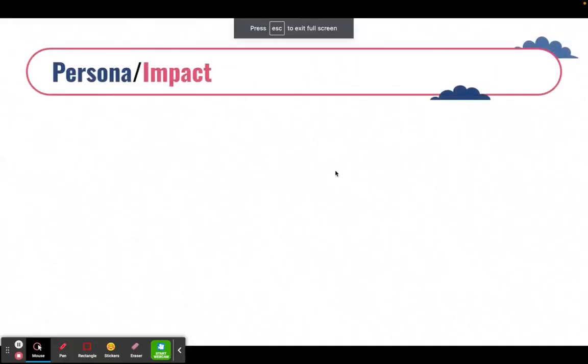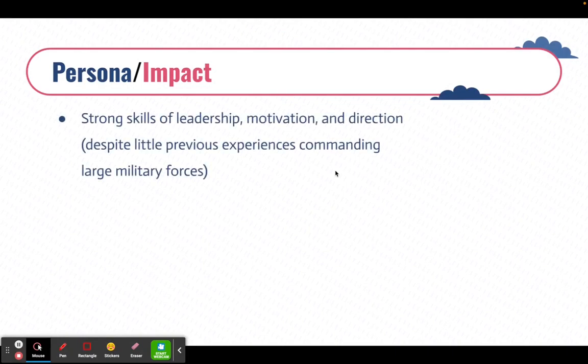George Washington's persona and impact. George Washington possessed many strong skills of leadership, motivation, and direction that heavily contributed to the victory of the American Revolution, despite previous experience commanding large military forces. These skills were essential for the Revolutionary War.